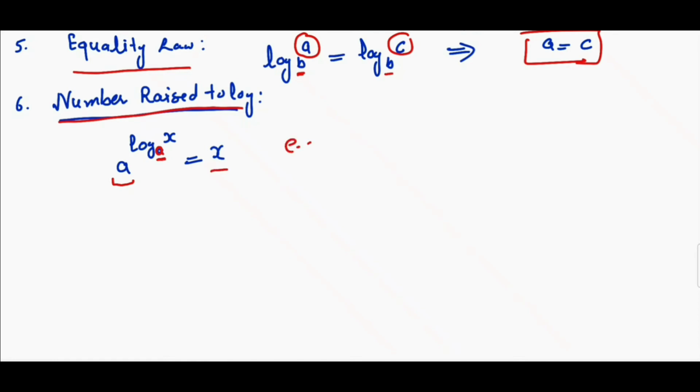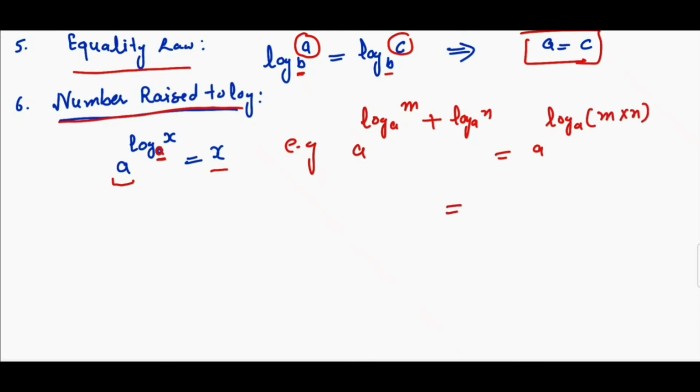So for example, if I take a raised to power log of m plus log of n, base a. So this we can write like this. We know the first rule, I will apply it here. This will become m into n, correct? Here this number and this base are the same, so this will become m into n.